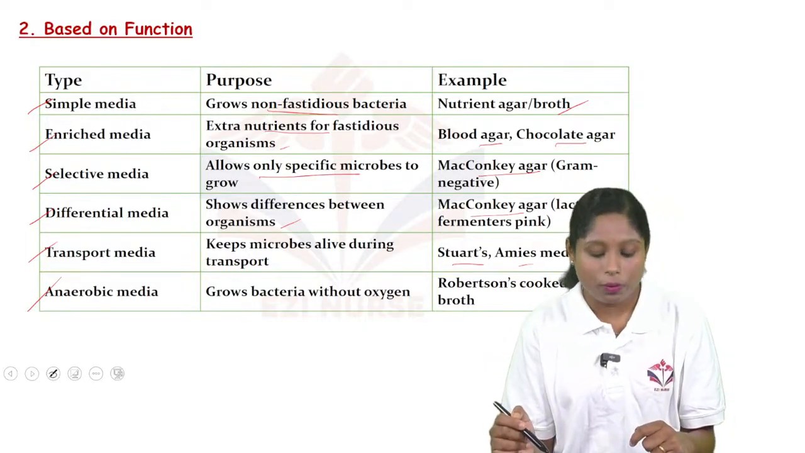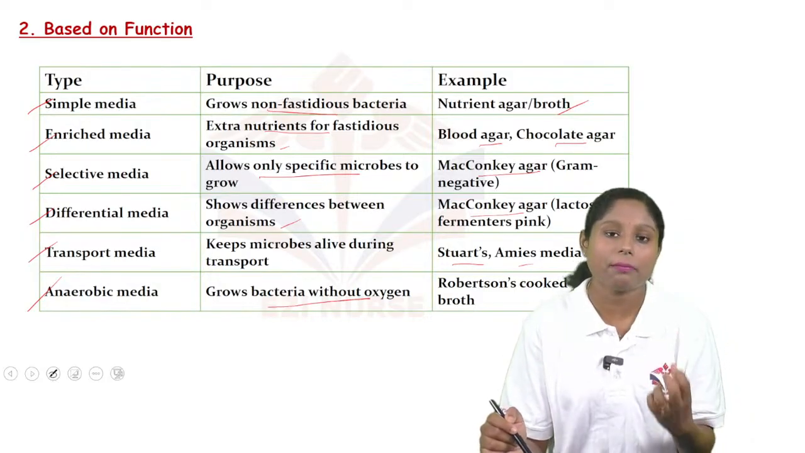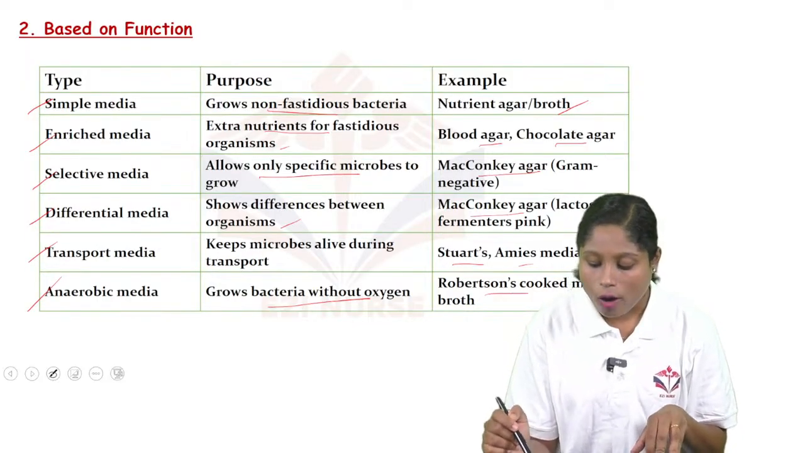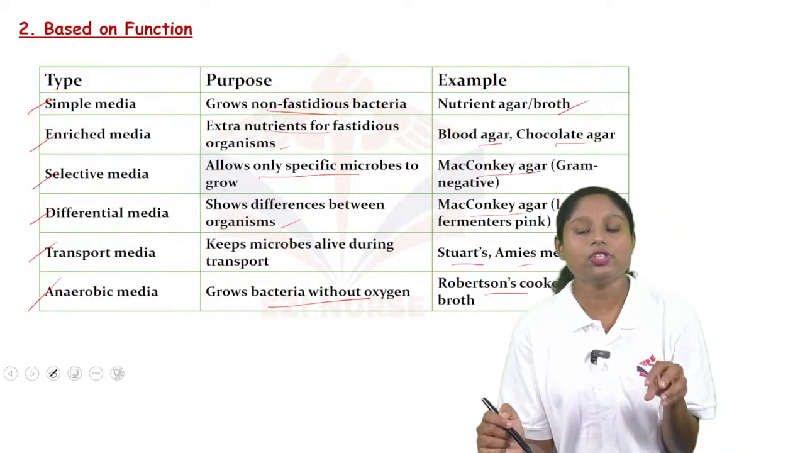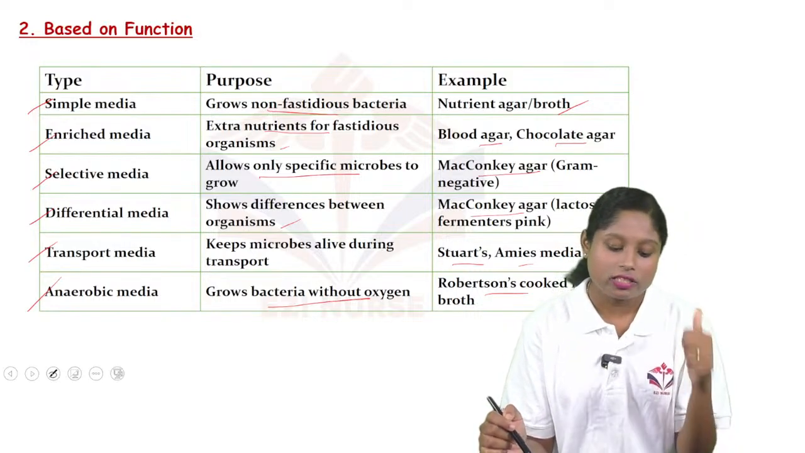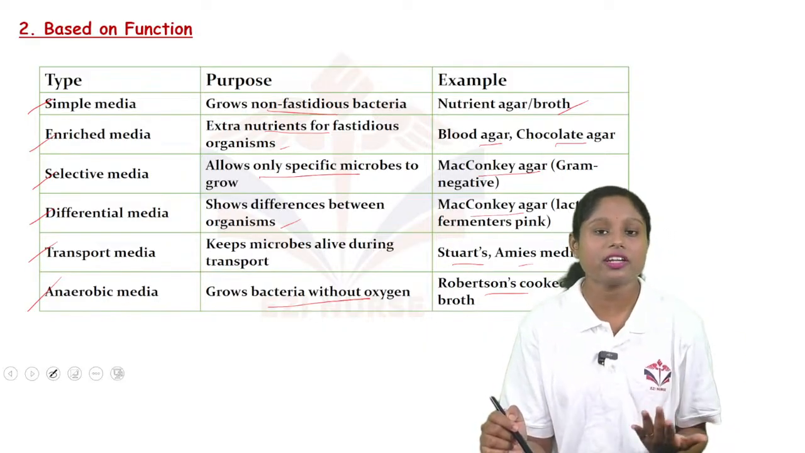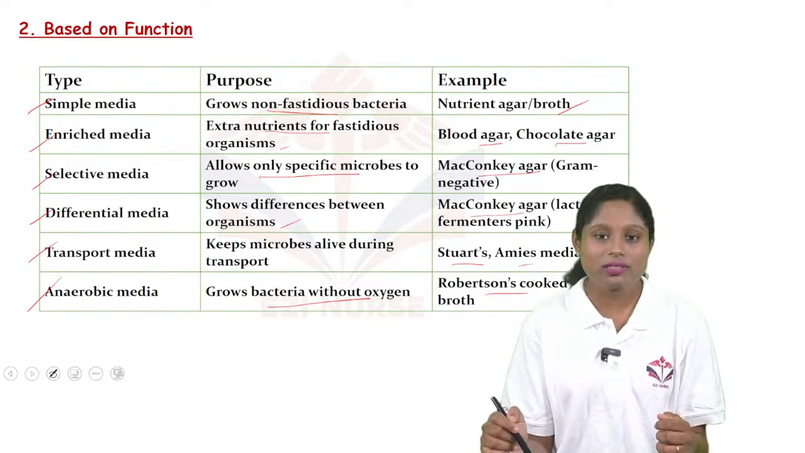Next is anaerobic media, which grows bacteria without oxygen. So without oxygen we can grow the bacteria in anaerobic media. Example, Robertson's cooked meat broth. So this is based on the function. The culture media is divided mainly into simple media, enriched media, selective media, differential media, transport media and also anaerobic media. Clear the points? Yes.